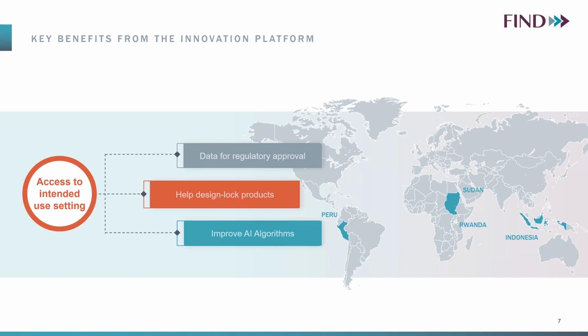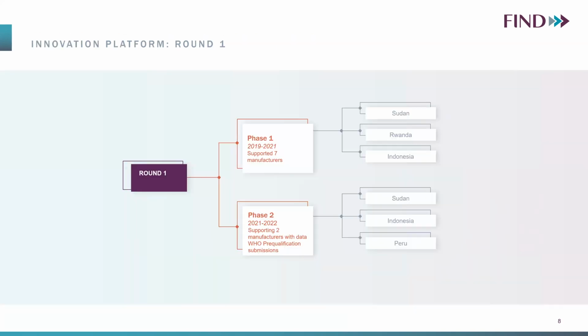The key benefit for development partners that took part in this innovation platform was access to intended use settings. Now, 3 broad areas were captured under this benefit. The first one was access to data for regulatory approval. We also supported them in gathering data to help them with the design look of their products. And then finally, particularly with the digital tools, we supported them with the improvement of their AI algorithms, which you'll see some more of in subsequent slides.